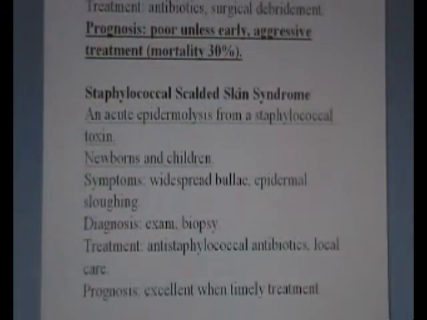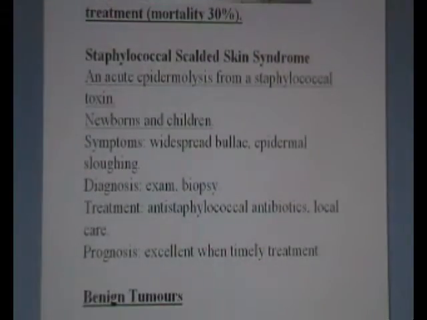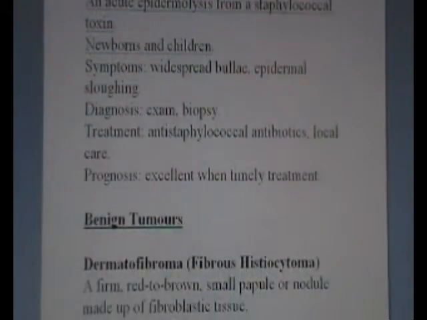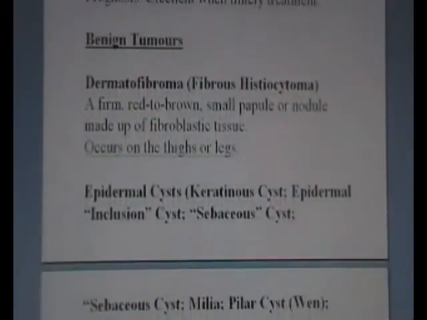Staphylococcal scalded skin syndrome, an acute epidermolysis from staphylococcus toxin, in newborn children, symptoms widespread, bullae, diagnosis by exam, biopsy, appropriate antibiotics, excellent with timely treatment. Remember, staph's always around. Now, benign tumours.